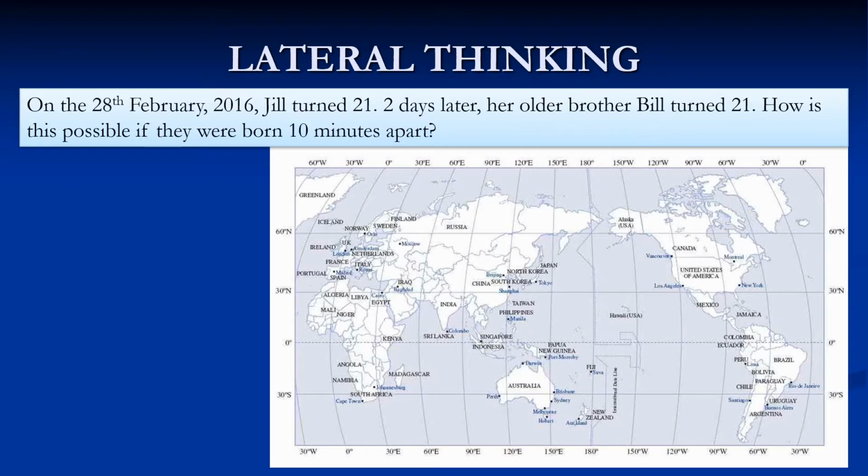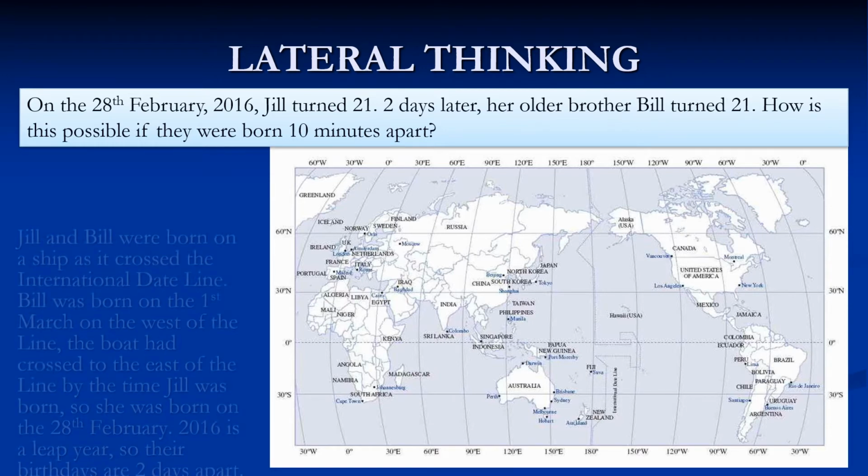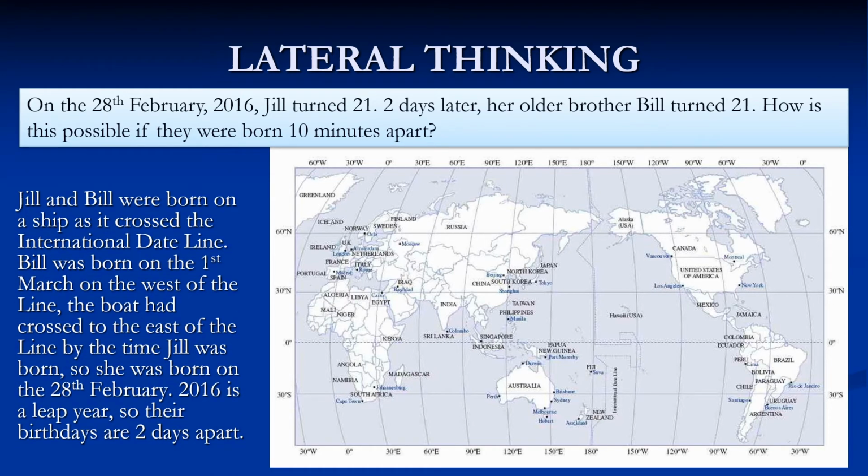Let's have a look at this one. On the 28th of February 2016, Jill turned 21. 2 days later, her older brother turned 21. How is this possible if they were born 10 minutes apart? Well, it would be possible if Jill and Bill crossed the International Date Line on a ship.